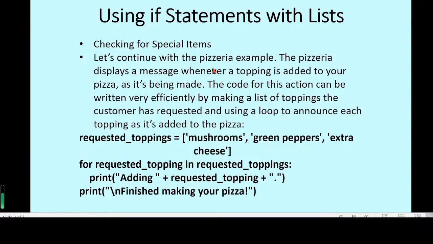So let's continue with the pizzeria example. The pizzeria displays a message whenever a topping is added to your pizza as it is being made. The code for this action can be written very efficiently by making a list of toppings the customer has requested and using a loop to announce each topping as it is added to the pizza. So this is a requested toppings list with 3 items. Then we can write a for loop: for requested_topping in requested_toppings. For each element of this list, we print adding this requested topping.